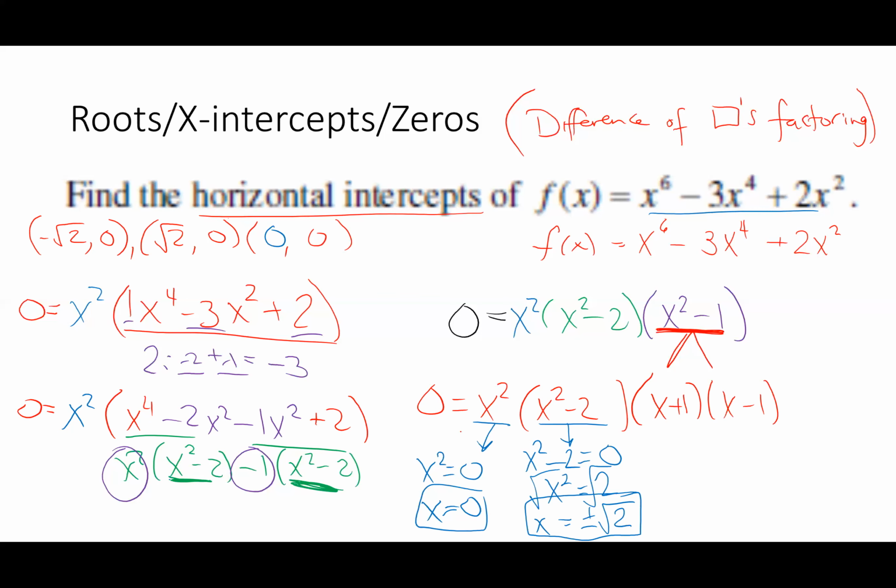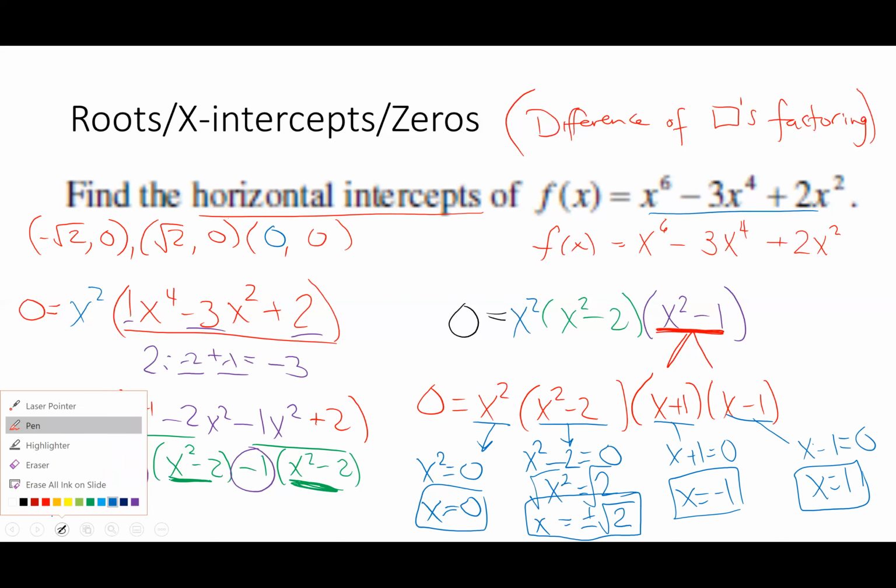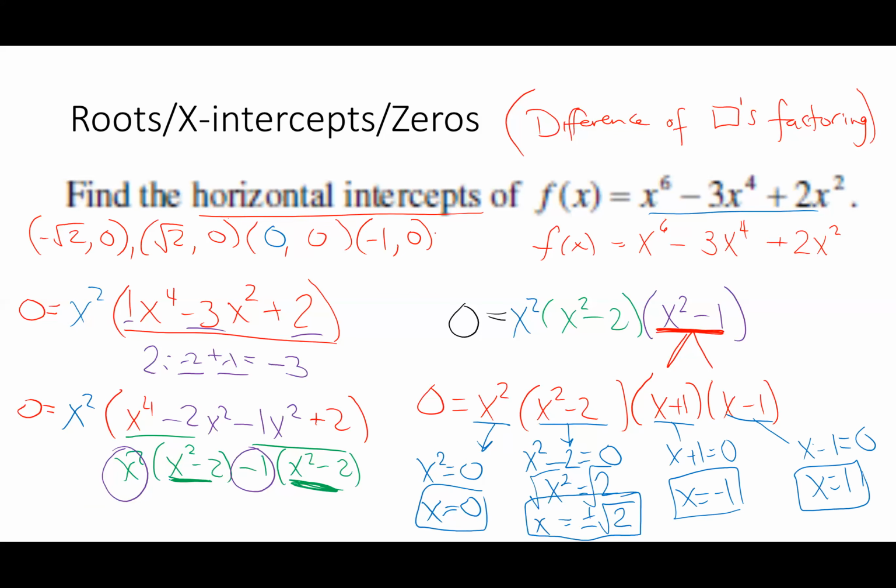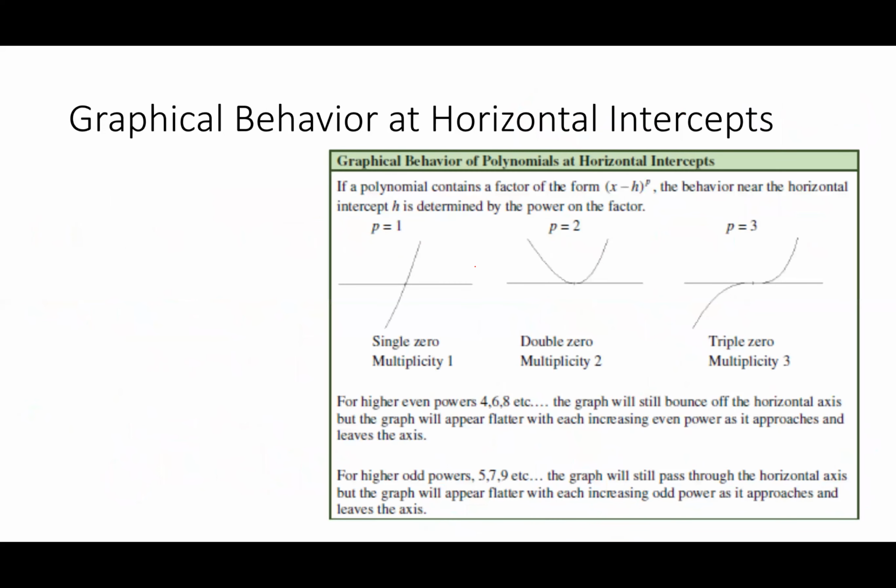And then obviously I've got my x plus 1, x minus 1. So I set x plus 1 equal to 0 and x minus 1 equal to 0. And from this first equation, I get x is negative 1, and then I get x equals 1, by adding and subtracting 1 from both sides. So here are all of my horizontal intercepts. I've got negative square root of 2, 0, square root of 2, 0, 0, 0, negative 1, 0, and 1, 0. Okay. Now, what is going on here?